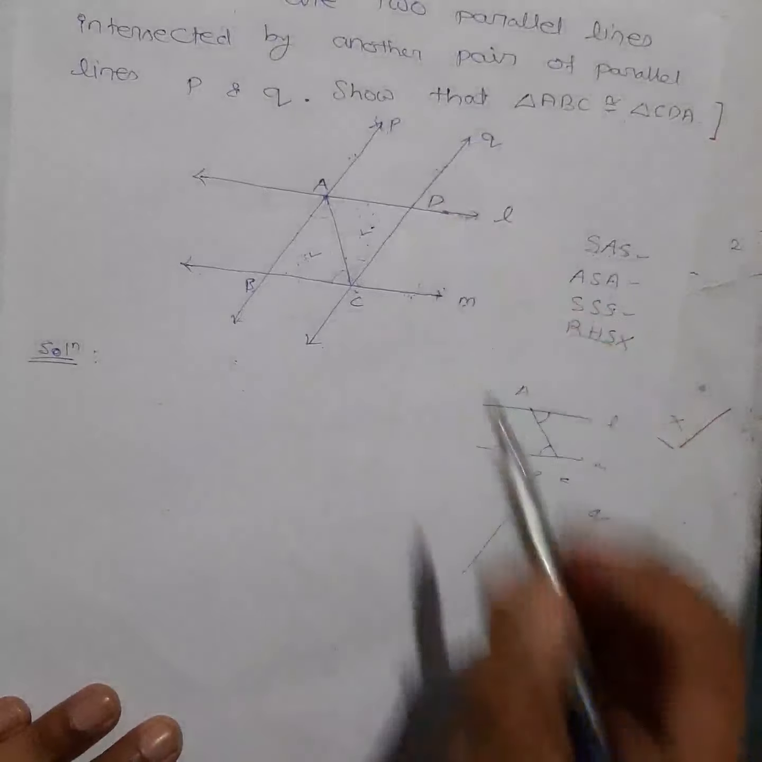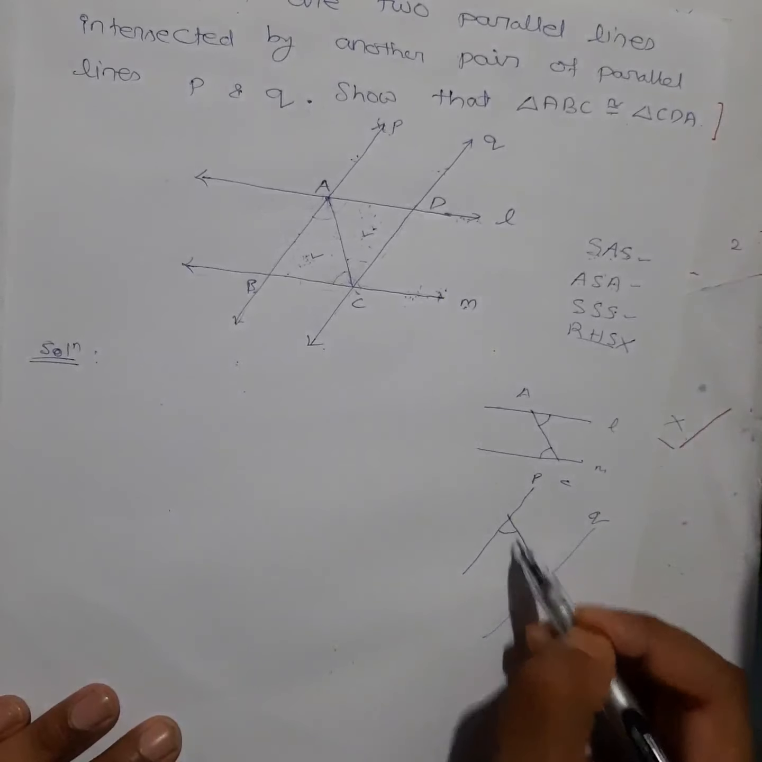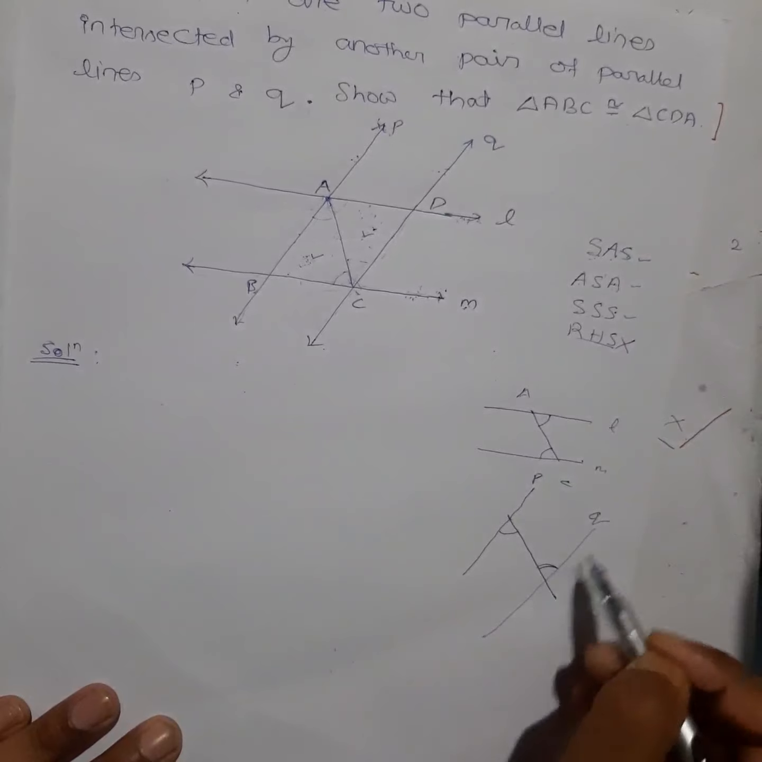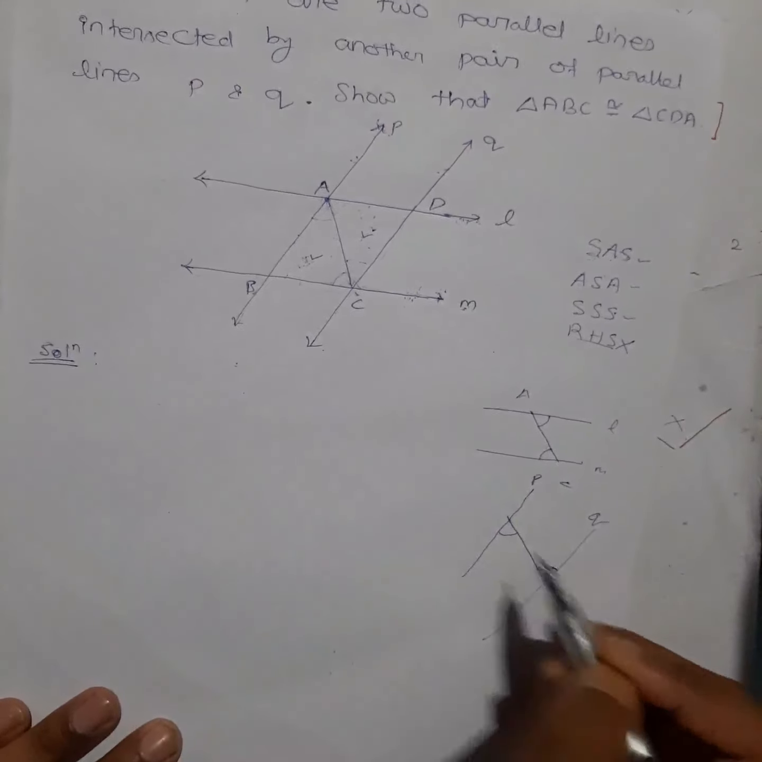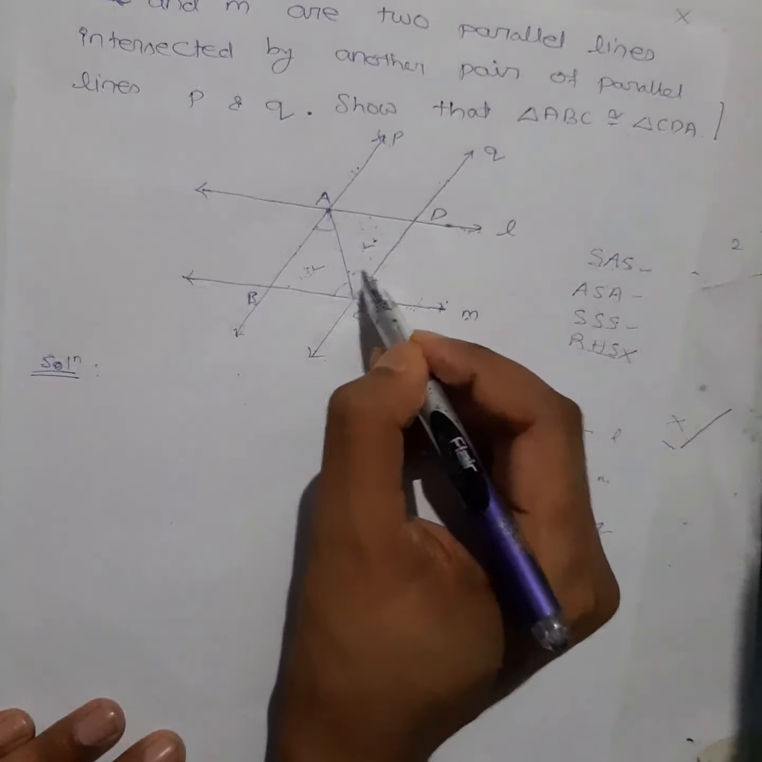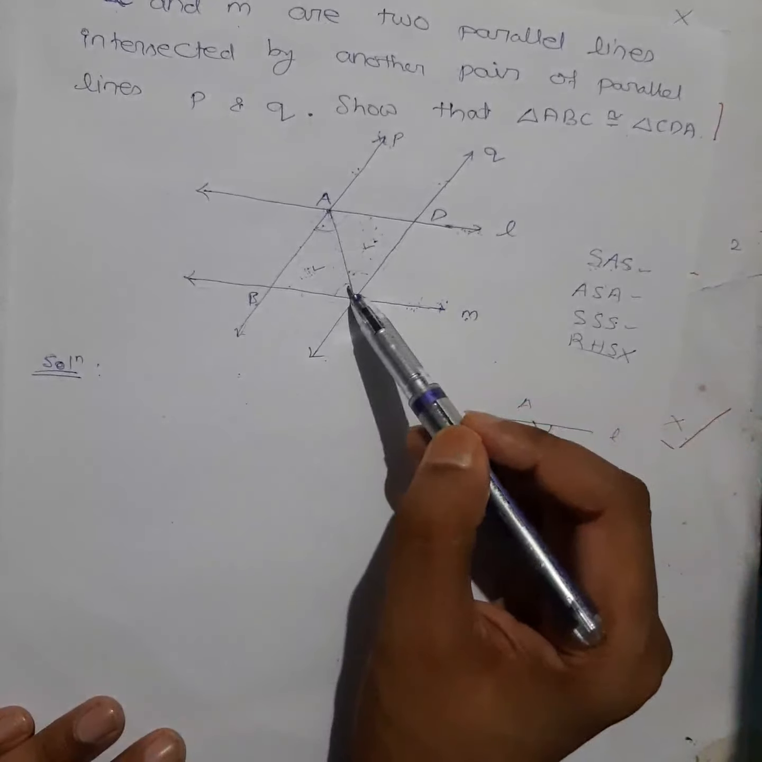If it is parallel to PQ, this angle and this angle will be same or not? Because they are parallel, and this will be transversal. So I can say this angle and this angle also same. So can you see angle, angle, angle, angle?